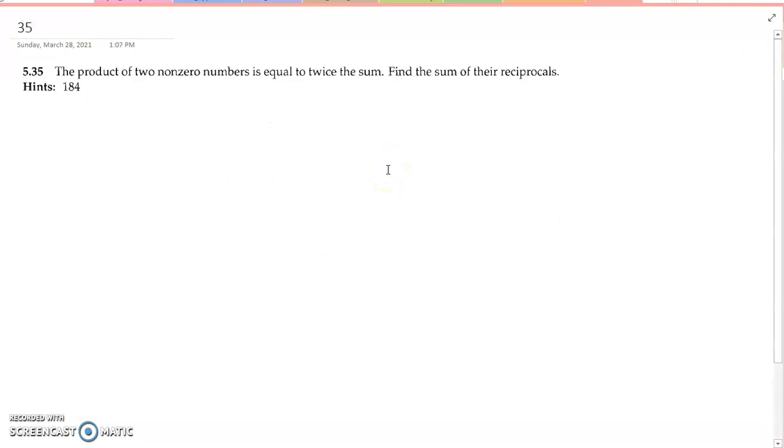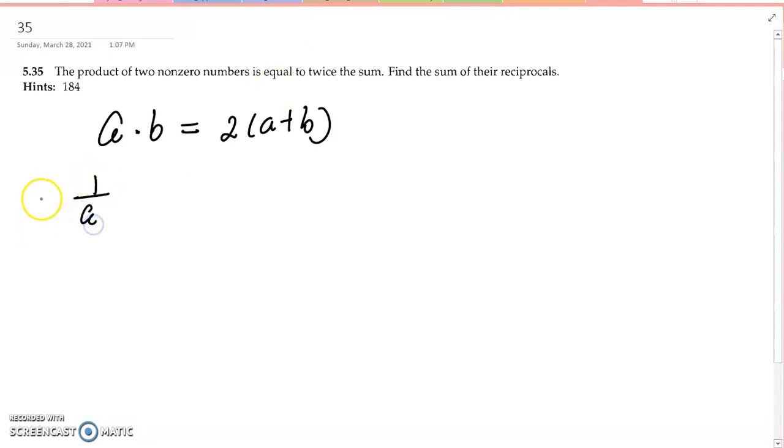Next. This one tells us the product of two non-zero numbers. Let's see. The non-zero numbers are a, b. The product of them is equal to twice the sum. So it asks us to find the sum of the reciprocals, right? So we are asking to find what the sum of the reciprocals is. So now let's do this.